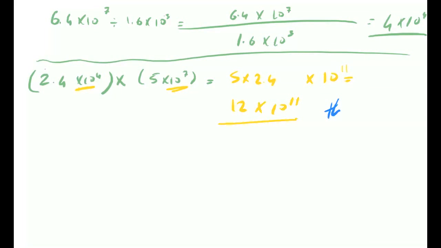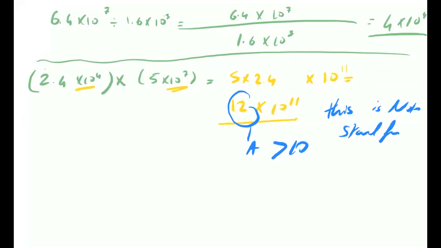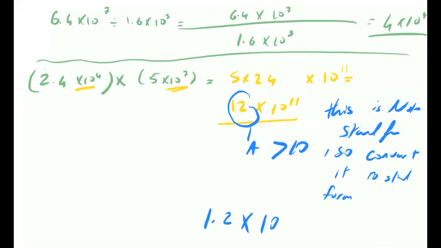This is not standard form because a is greater than 10, right? So we need to convert it to standard form. That will be 1.2 times 10 to the power of what? 12. Good. Very good.